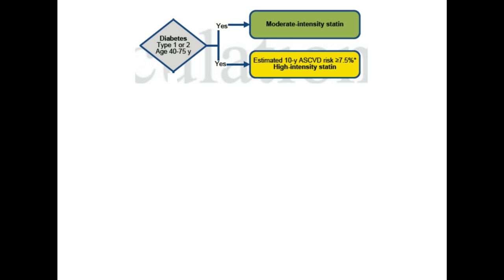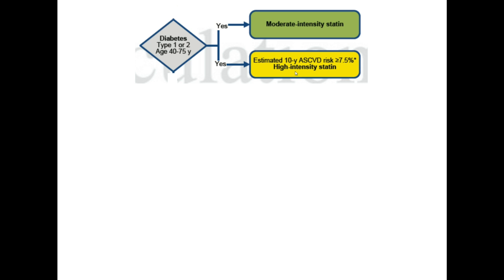Diabetes is the third group that is recognized as benefiting from statins. And you'll notice there are two boxes here, a green box, which means there's very high quality evidence and a strong recommendation, and then this yellow box. So in all diabetics, you should consider at least moderate intensity statin therapy if they're between the age of 45 and 75. Now, we'll talk about this risk later, but if patients with diabetes are at very high risk, you might consider a high-intensity statin.